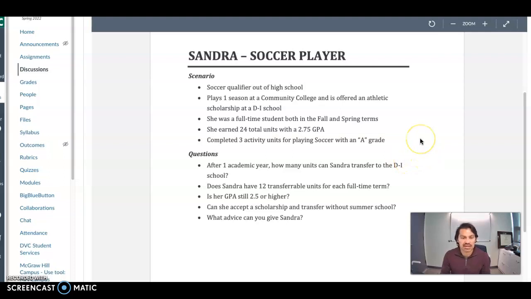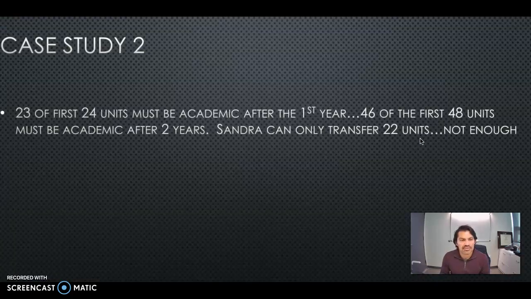So let's see what that looks like. Okay, so the rule is that 23 of the first 24 units must come from academic courses after the first year. And then after 2 years, 46 of the first 48 units have to come from academic courses, not from athletics or activity courses. So Sandra, in this case, can only transfer 22 units.